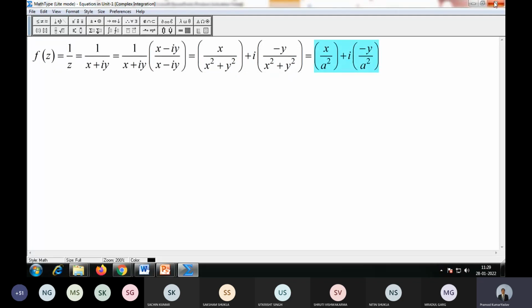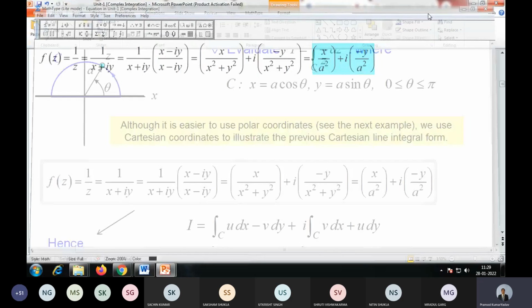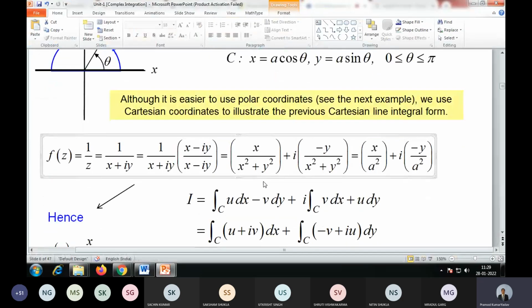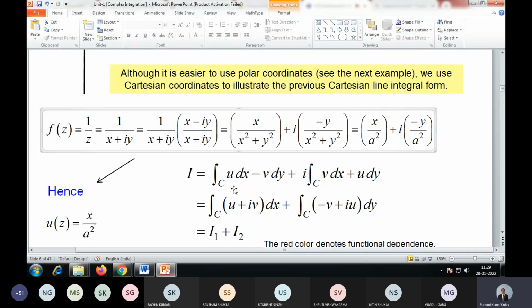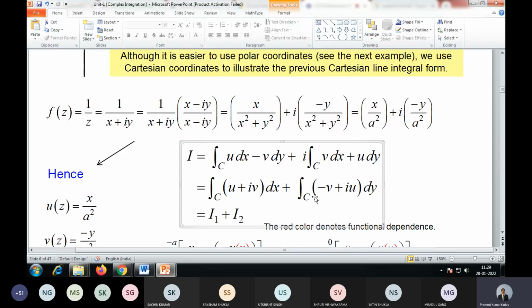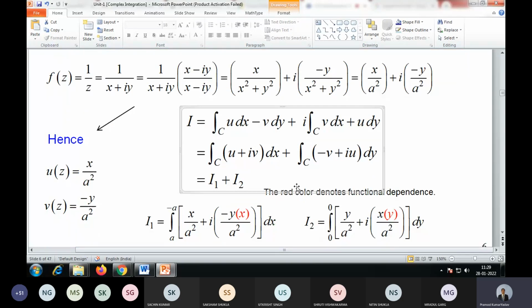Now the values of x and y, in terms of theta, so it means they have been reduced in terms of theta. So I becomes integral of u dx minus v dy plus i times integral of v dx plus u dy. And in terms of dx and dy, we may write it like u plus iv dx plus minus v plus iu dy. It is up to your choice. No need to go with this one. It is just to clear the concept.